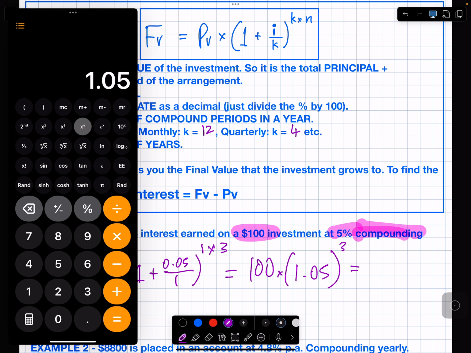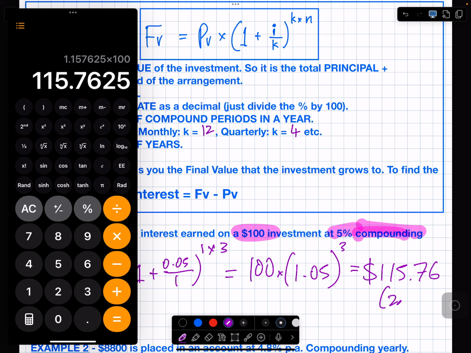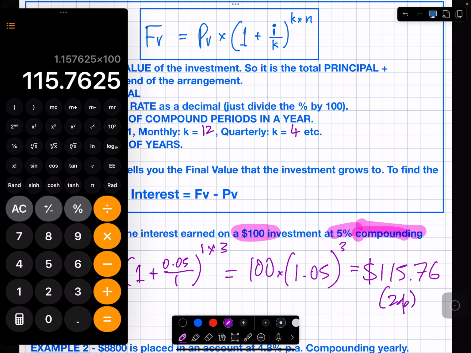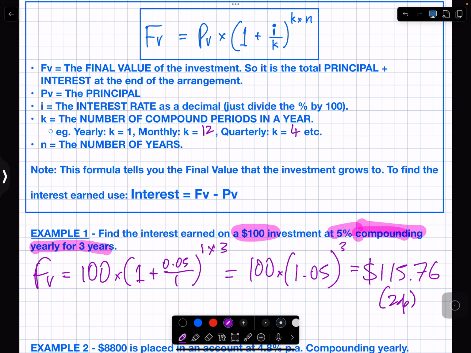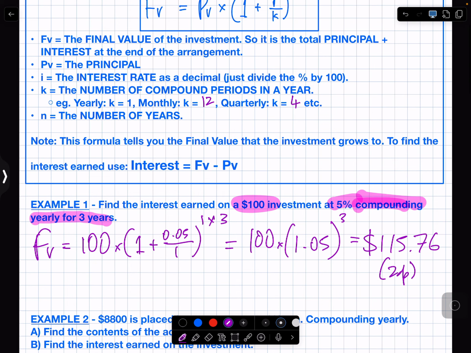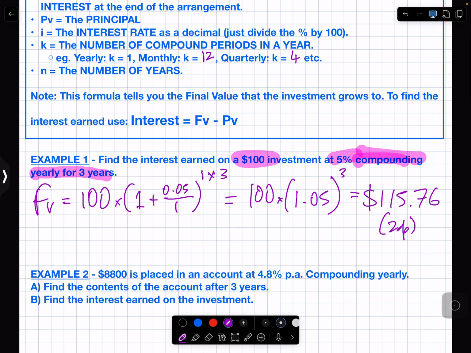1.05 to the power of 3 is a number which I'm going to leave in the calculator so it's not losing accuracy. Then I'm going to times it by 100. So it's going to be $115.76, which is exactly the same answer that we had doing it year by year in the previous lesson.